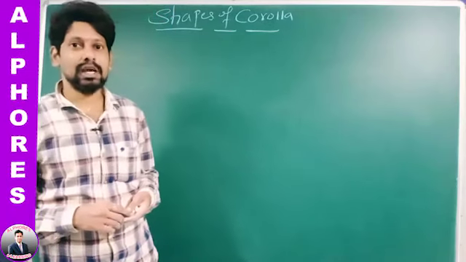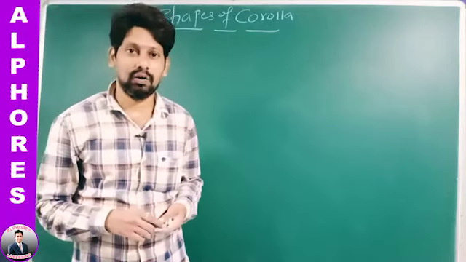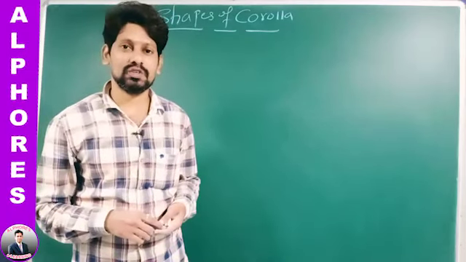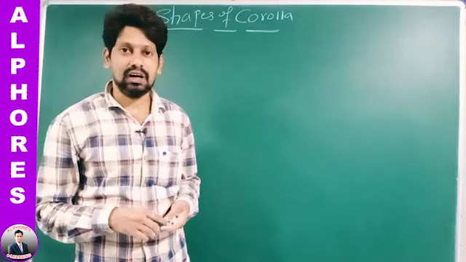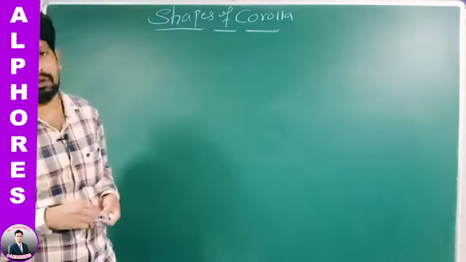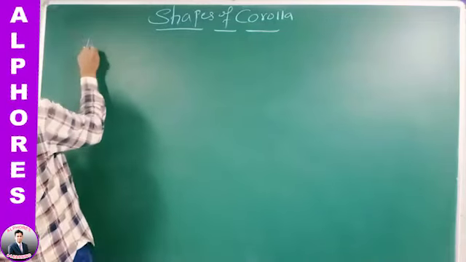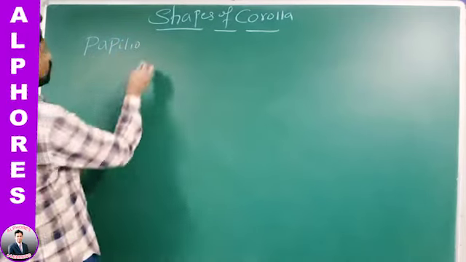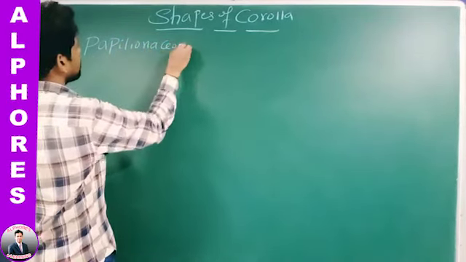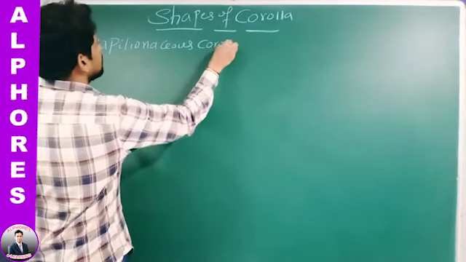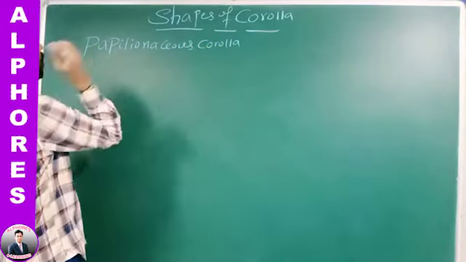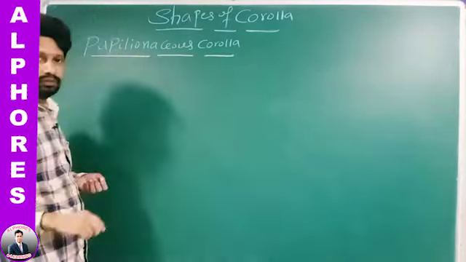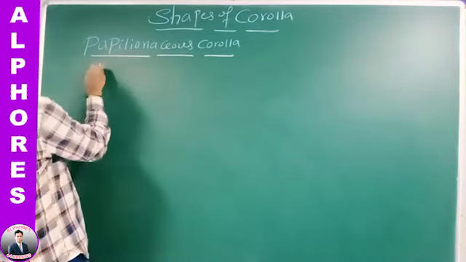We are discussing shapes of corolla. In the previous session, we discussed different shapes of corolla. Now we are going for another type: papilionaceous corolla. What is this corolla, sir? Papilionaceous corolla. Corolla means made up of what, sir?